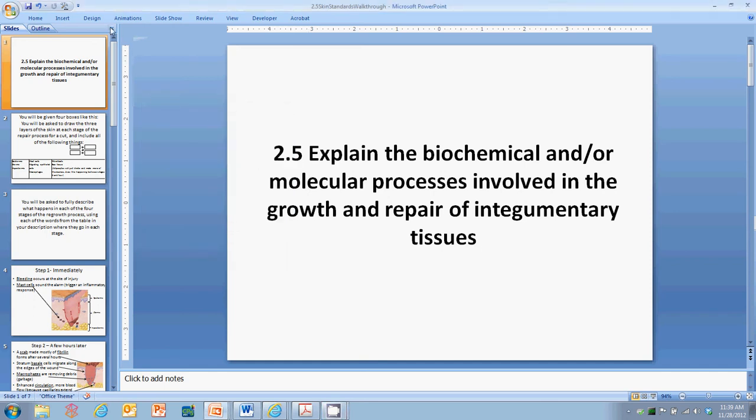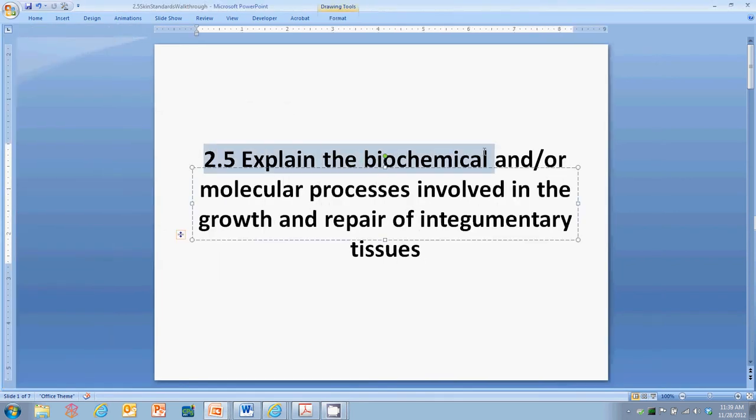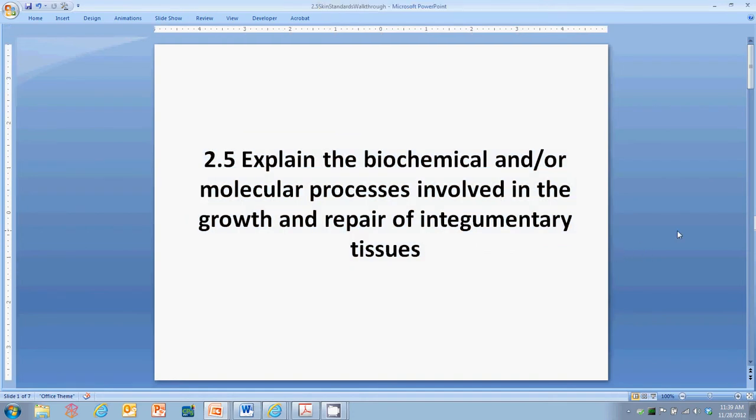Okie doke, so this is standard 2.5. Explain the biochemical and/or molecular processes involved in the growth and repair of integumentary tissues.